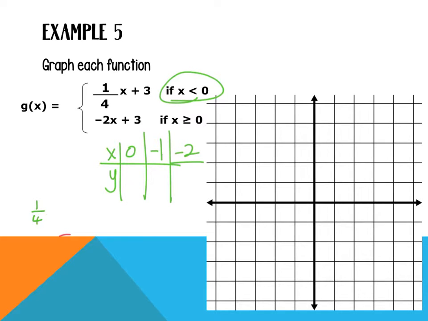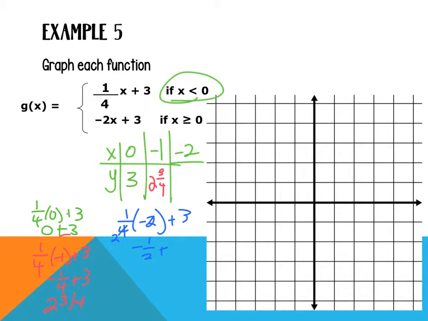And so I would have done 1/4 times 0 plus 3, which would be 0 plus 3, which is 3. And then 1/4 times negative 1 plus 3, negative 1/4 plus 3, which is 2 3/4. And then the last one, 1/4 times negative 2 plus 3, which is negative 1/2 plus 3, or 2 1/2. And then I would have just plotted these points. So I would know that 0, 3 is the open dot, but it is the first dot. Negative 1 and 2 3/4, and negative 2 and 2.5, and then I know that my line would be pointing this way.